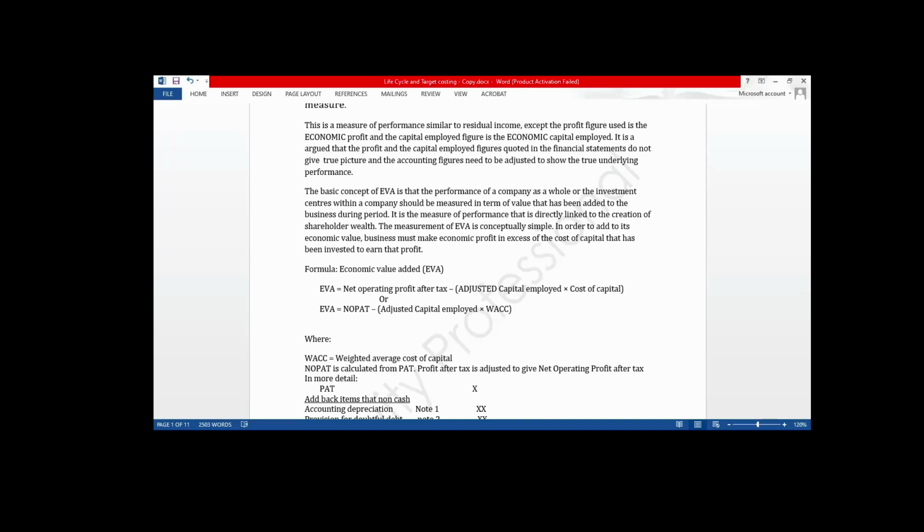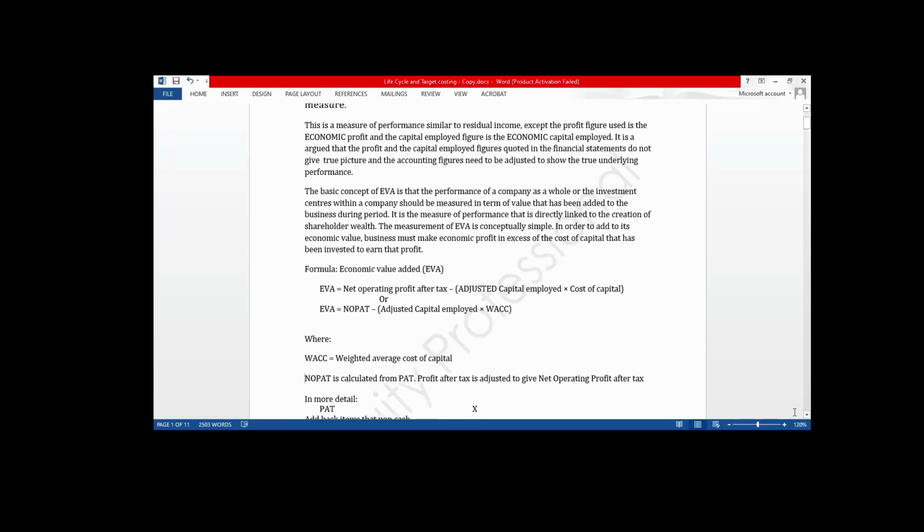So we now go to it. How do we calculate net operating profit after tax? How do we determine the adjusted capital employed? Then how do we calculate the weighted average cost of capital? These are the three items required to calculate your economic value added. So we start with our calculation of NOPAT. How do we calculate NOPAT?